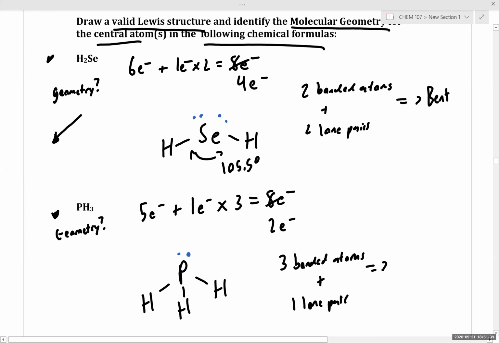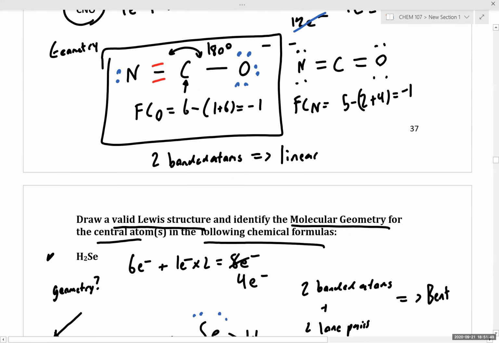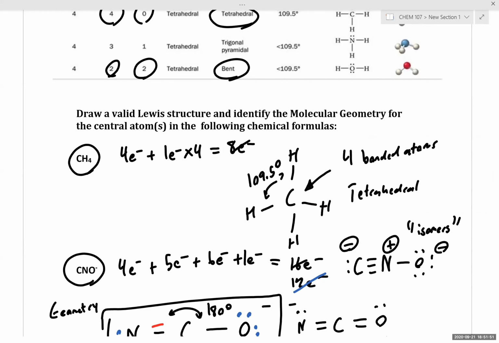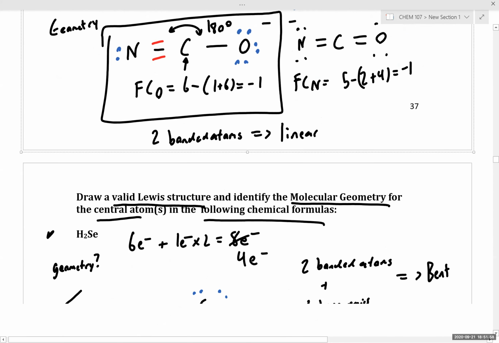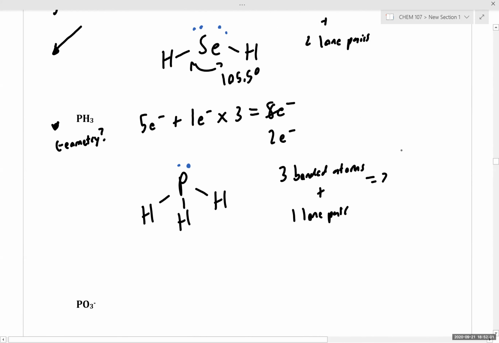So what geometry would we expect then from 3 bonded atoms plus 1 lone pair? Trigonal pyramidal? Yes, exactly right. We have 3 bonded atoms, 1 lone pair. That's a trigonal pyramidal geometry. So that's trigonal pyramidal. Does this example make sense to everyone?